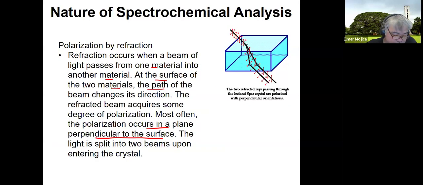Okay, so if you're going to look at an object through, let's say, a crystal, two images will be seen. Okay, so the two images are the results of this so-called double refraction of light. And both refracted light beams are polarized, one in the direction parallel to the surface and the other in the direction perpendicular to the surface. So since these two refracted rays are polarized with a perpendicular orientation, a polarizing filter can be used to completely block one of the images.